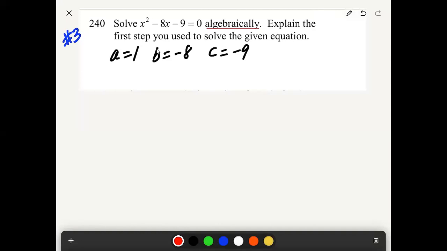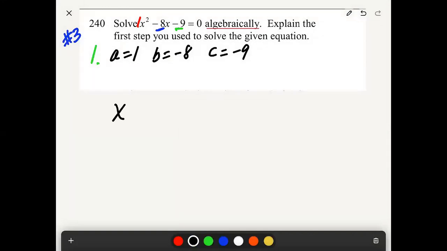Well, the first step is basically taking the coefficients and substituting them into the numbers. So that's what I've done. This is the first step. That to me is the first step. Then we're going to use the formula.